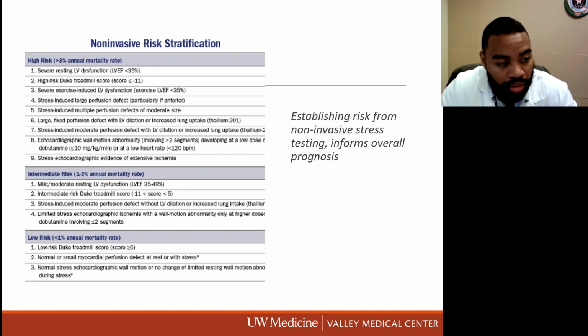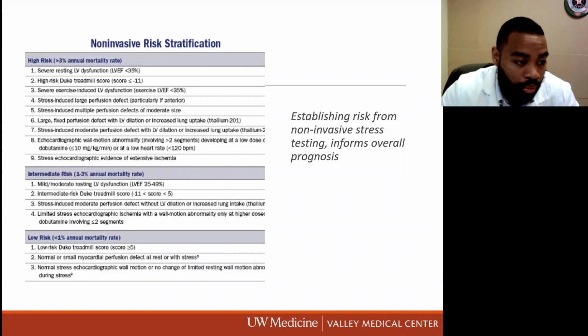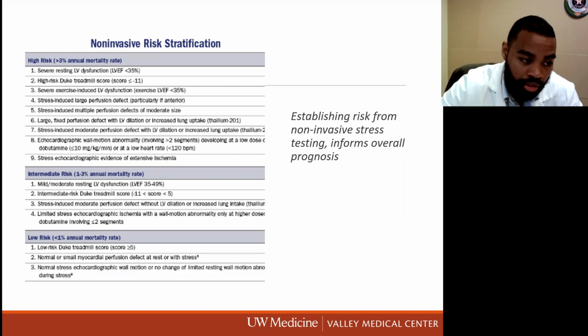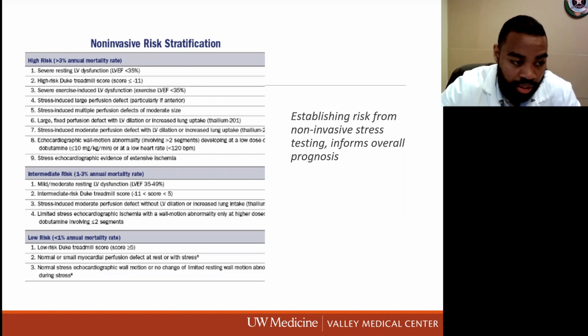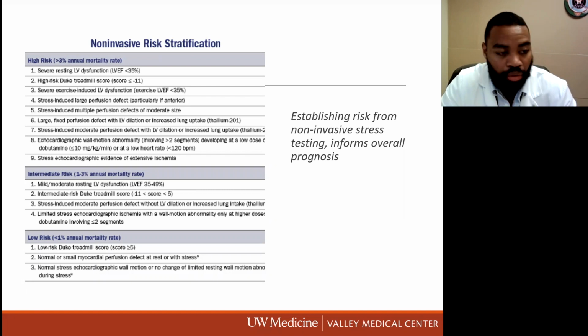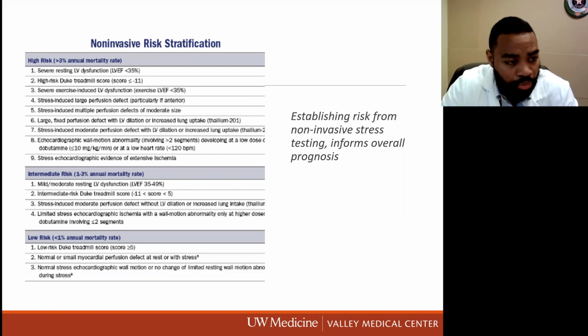And a lot of times, if you see a low risk study and the patient really isn't that functionally limited by their angina, that means there is great utility in considering just medical therapy up front because their annual mortality rate is less than 1%. So they probably wouldn't really benefit from an invasive evaluation with the angiogram and considering stents at that point because their risk overall is so low. So the key thing to take away from this slide is that establishing risk from non-invasive stress testing informs the patient's overall prognosis.